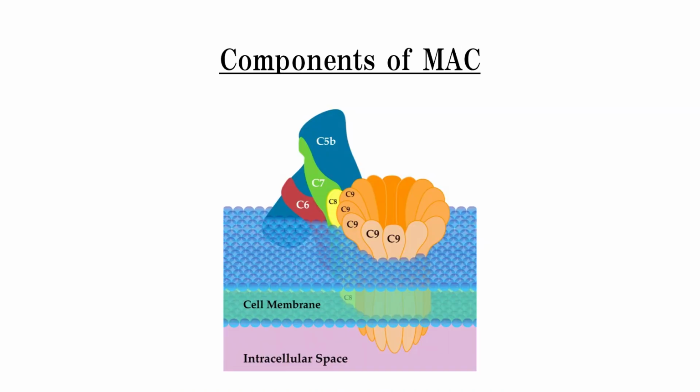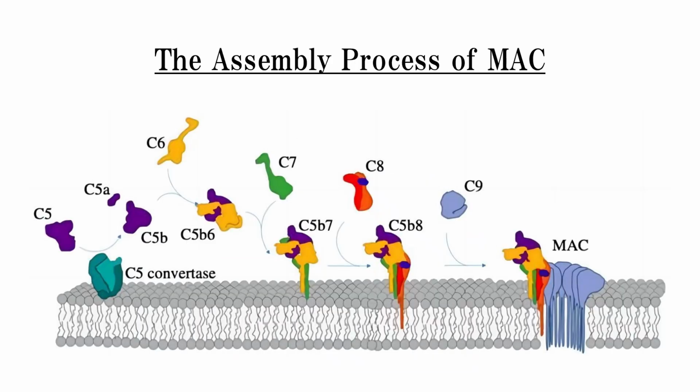MAC consists of five complement proteins: C5b, C6, C7, C8, and C9. C5b is the initiator. It acts like the foundation or the starting point for the complex. C6 and C7 bind to C5b and extend the structure. C8 inserts into the membrane and anchors the MAC to the cell membrane. C9 is the primary effector. Many copies of C9 form the transmembrane pore. This is the whole process of assembly of MAC.